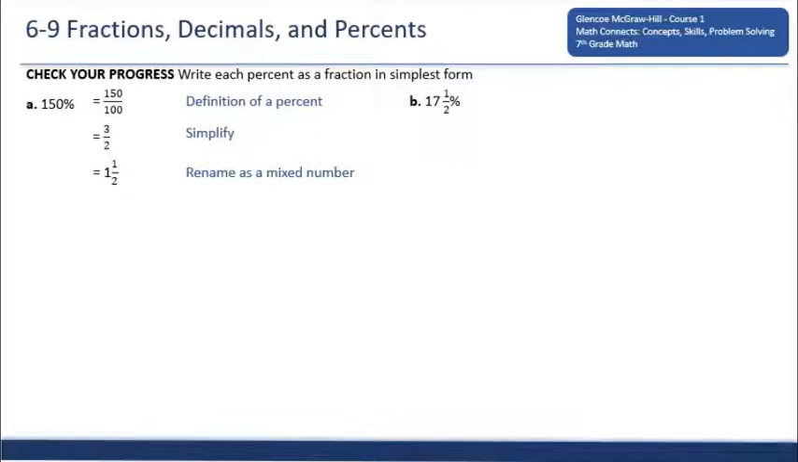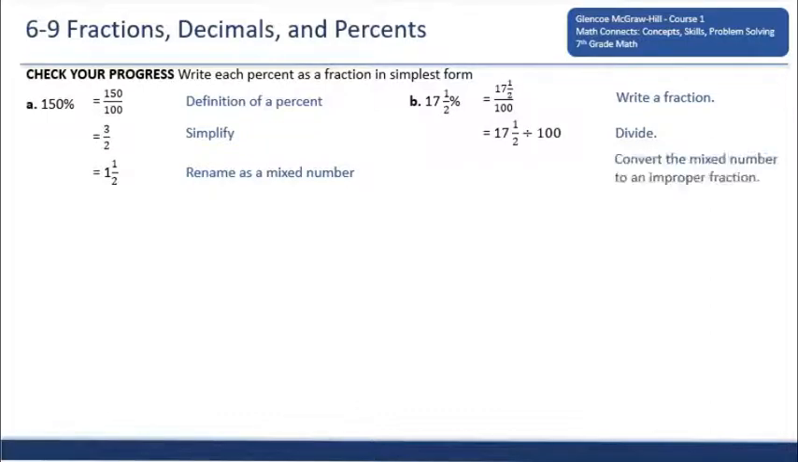B, 17.5%. Write a fraction. So we have 17.5 over 100. And we're going to write that as a division problem now, or we're going to restate the division problem. So 17 1/2 divided by 100. Convert the mixed number to an improper fraction. So we're going to multiply 17 times the denominator of 2. Get 34 plus 1 is 35 over 2 divided by 100.